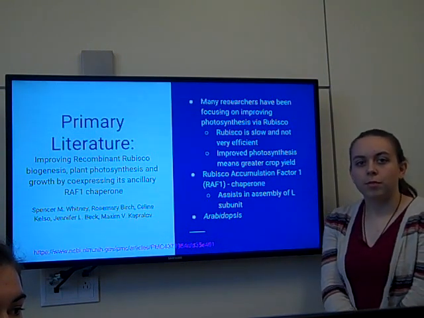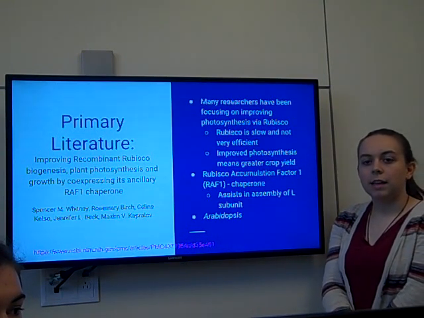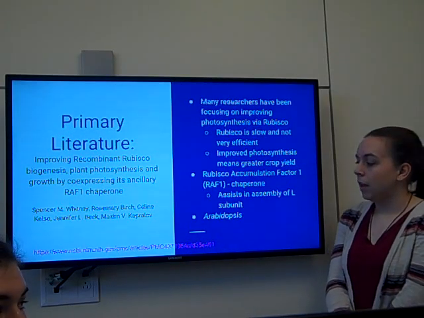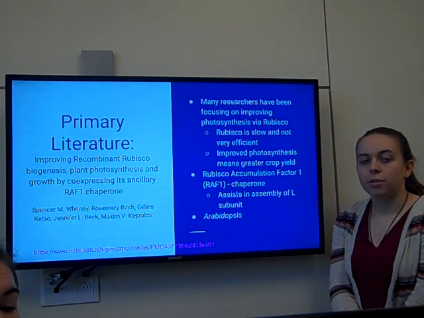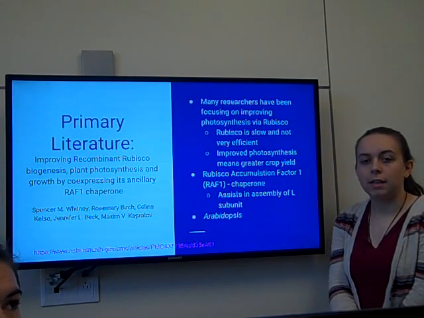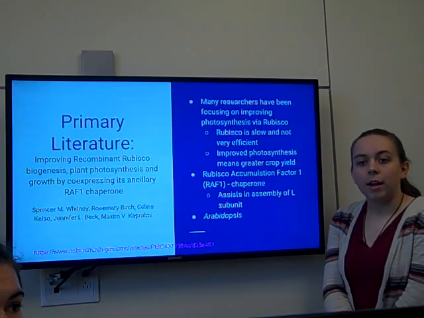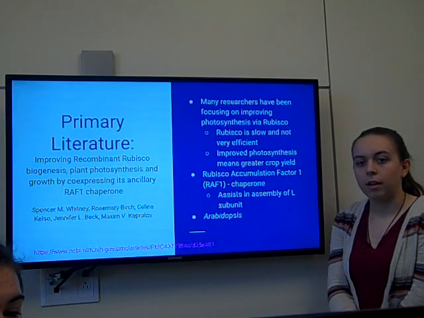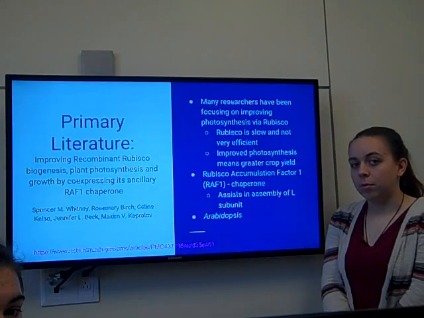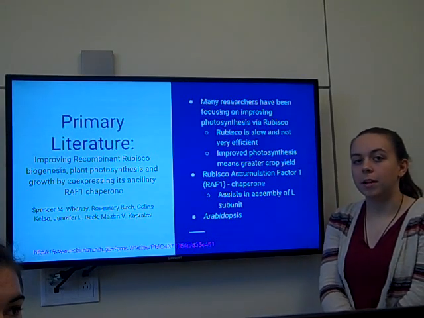RAF1 played an important role in this research, a chaperone that assists in the assembly of the L subunit, and Arabidopsis also played an important role in this research. They used the Arabidopsis gene to see if RAF1 and the gene for the large subunit in the tobacco plant could be enhanced using genes from the Arabidopsis plant.